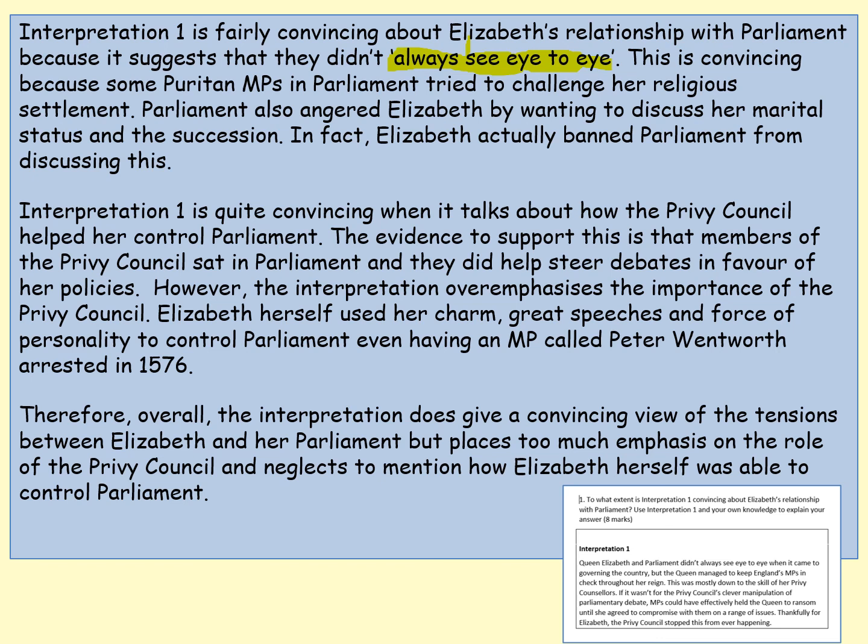Third paragraph, your conclusion. Therefore, overall, the interpretation does give a convincing view of the tensions between Elizabeth and the Parliament, but places too much emphasis on the role of the Privy Council and neglects to mention how Elizabeth herself was able to control Parliament. So it's often good as well, within your answer, to think about what the source doesn't talk about and maybe what is missing from the interpretation as well.